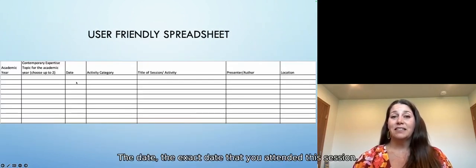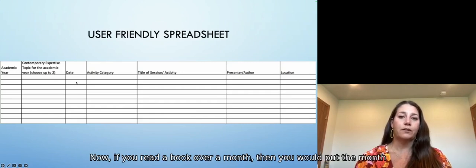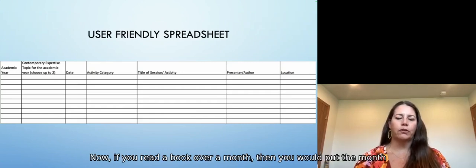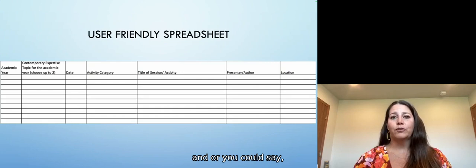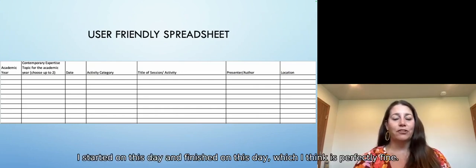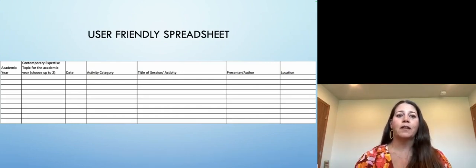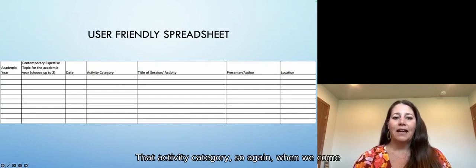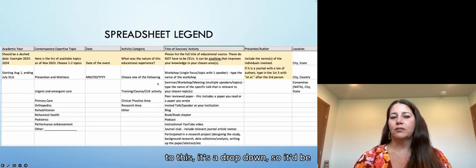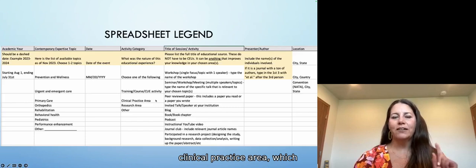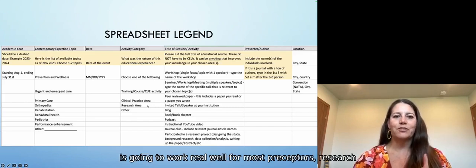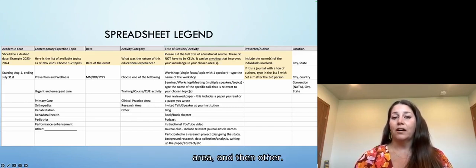The date, the exact date that you attended this session. Now, if you read a book over a month, then you would put the month, or you could say I started on this day and finished on this day, which I think is perfectly fine. That activity category, so again, when we come to this, it's a drop down, so it'd be a training, course, or CEU activity. Oops, that's spelled wrong. Clinical practice area, which is going to work real well for most preceptors, research area, and then other.